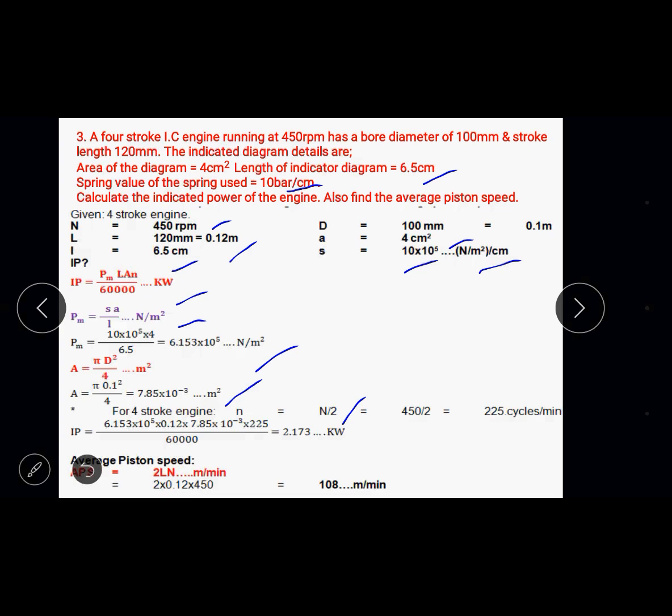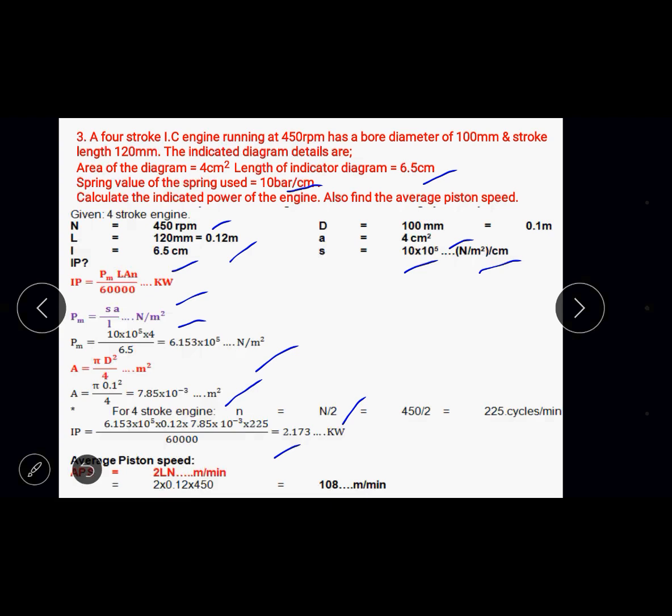So all the parameters we have found. Mean effective pressure we have found, stroke of the piston is given, area we have found, cycles of the piston we have found. Substitute in the formula and get the IP. So your IP will be 2.17 kilowatt.